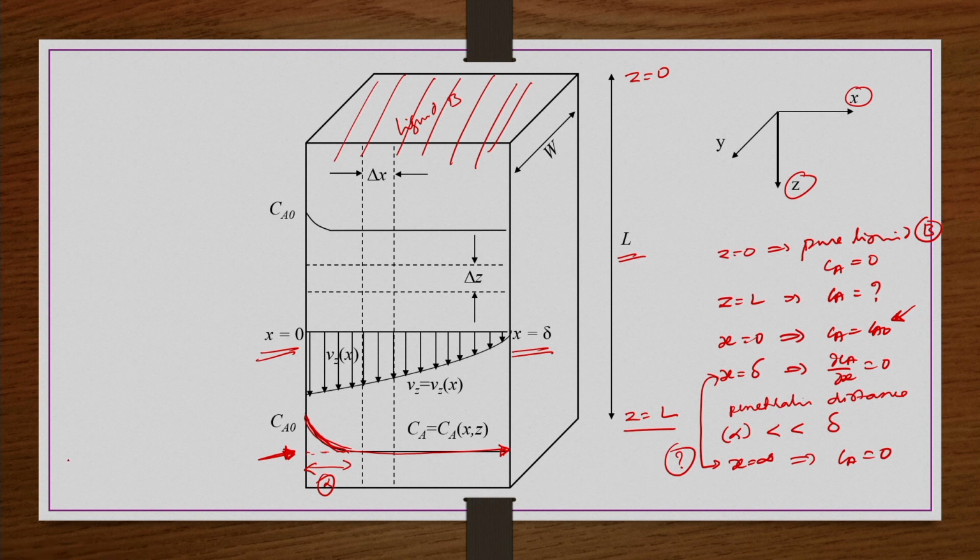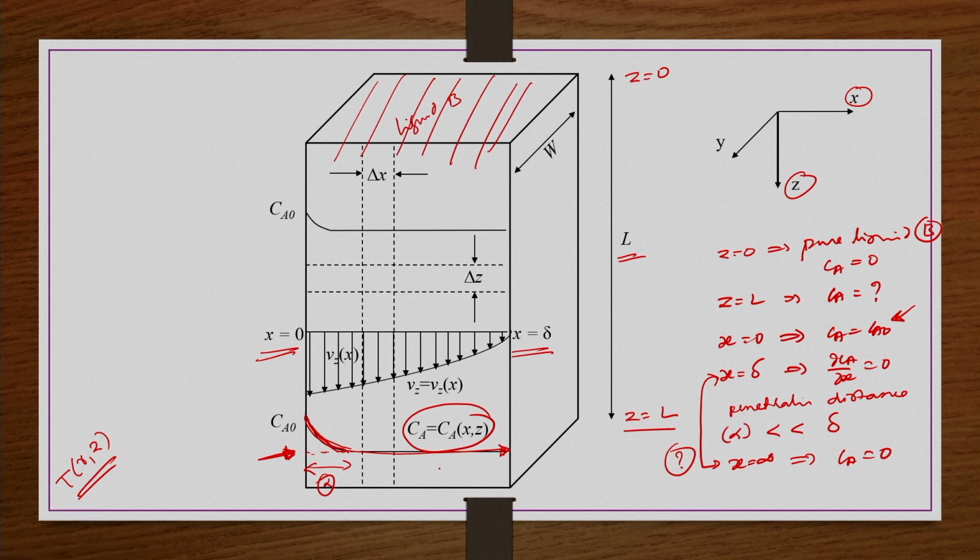It is similar to the previous heat transfer case, where non-isothermal flow through a cylindrical pipe was taking place, where T was taken as a function of both r and z. So, a similar kind of situation here also. Here, concentration is a function of both x and z.